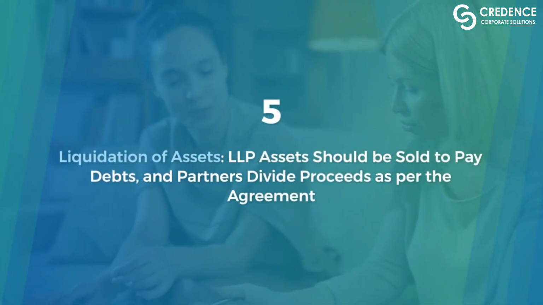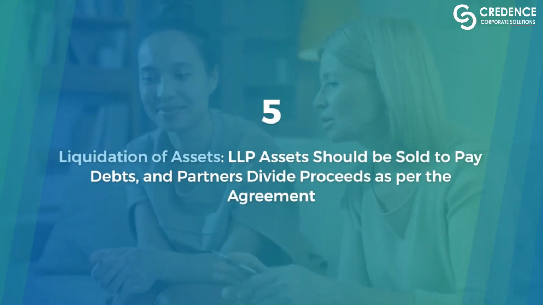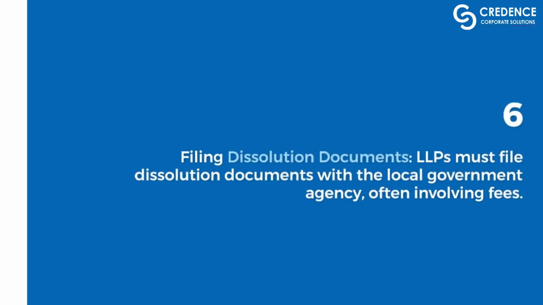5. Liquidation of assets. LLP assets should be sold to pay debts, and partners divide proceeds as per the agreement. 6. Filing dissolution documents. LLPs must file dissolution documents with the local government agency, often involving fees.